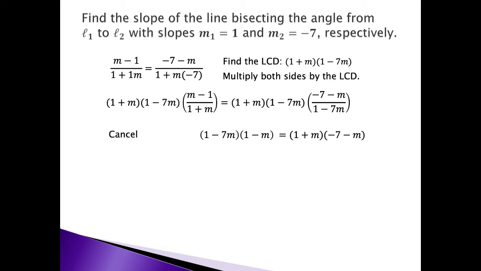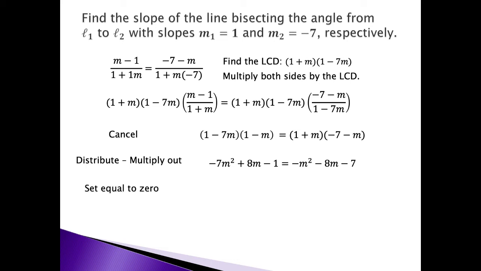That gives us 2 parentheses on each side. So we have 1 minus 7M times 1 minus M equals 1 plus M times -7 minus M. We distribute, we just multiply that out, and we get -7M squared plus 8M minus 1 equals -M squared minus 8M minus 7. We're going to set that equal to 0. So we get 0 equals 6M squared minus 16M minus 6. Factor. So we're going to factor out a 2. Then we're going to factor the trinomial that's left. And when that factors all out, we get 2 times 3M plus 1 times M minus 3.